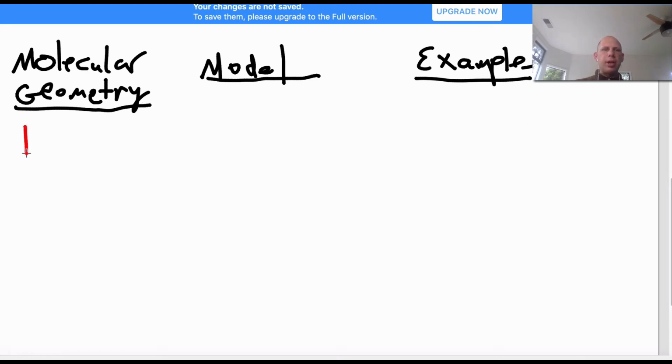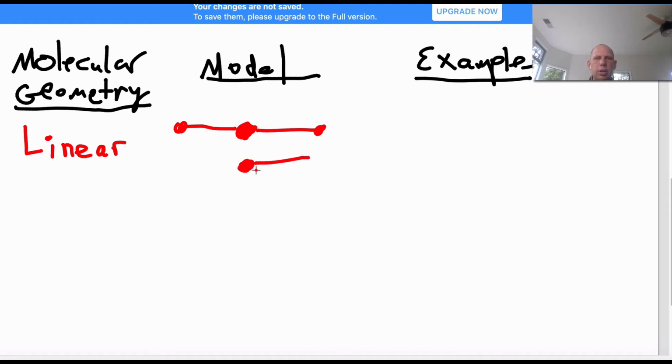So the first type of molecular geometry is a molecule that is linear. Okay, and the model for a linear molecule would be a central atom on this side and models here. Another way of getting that would be something like that. And another way of getting that would be something like that. Now, this one here is not that common. We're not really going to be dealing with that one. But these two are really, really common.